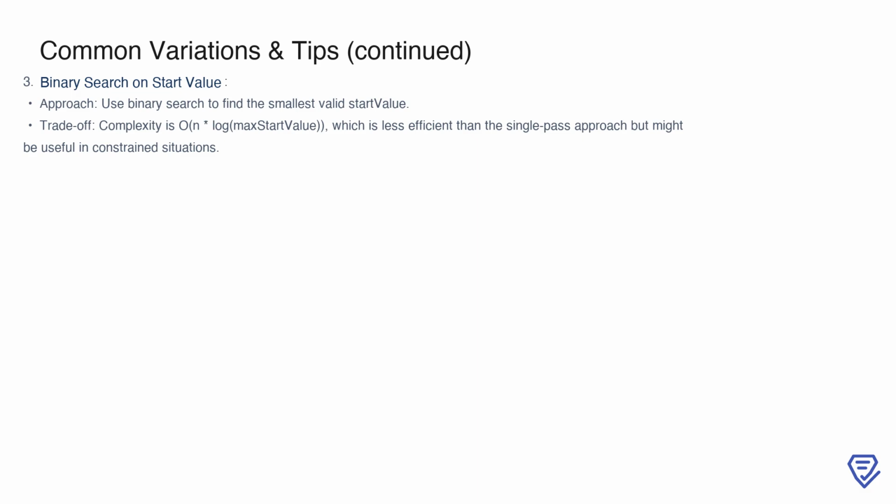Lastly, let's discuss another approach, binary search on the start value. In this method, you use binary search to find the smallest valid start value that ensures the cumulative sum remains above the threshold. This approach has a time complexity of n asterisk log max start value, which is less efficient than the single-pass solution but can be useful in constrained scenarios, such as when additional conditions are imposed on the start value. While it's not the most optimal for general cases, it's a good technique to have in your toolkit for more specialized variations of the problem.